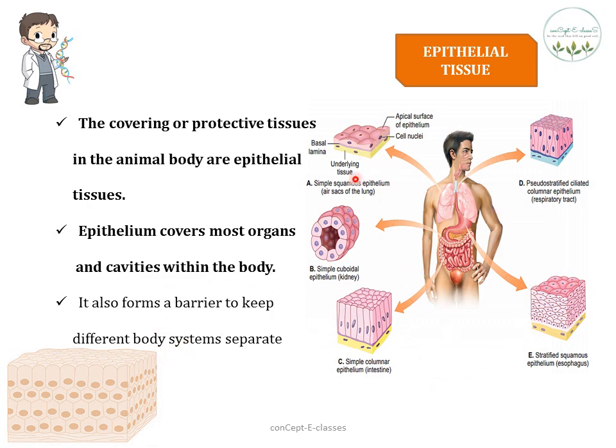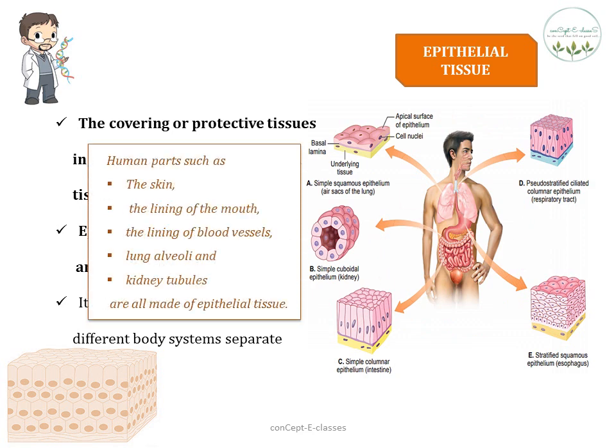See, here we can see different types of epithelial tissue. These epithelial tissues are like a protection to the cells of our body and they form a barrier to keep different body systems separate, and they cover most of the organs in our body. For example, our skin, the lining of our mouth, the lining of blood vessels, lung alveoli inside the lungs, and kidney tubules are all made up of epithelial tissue.